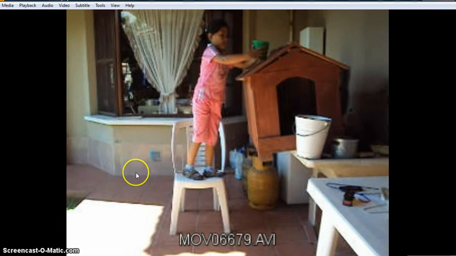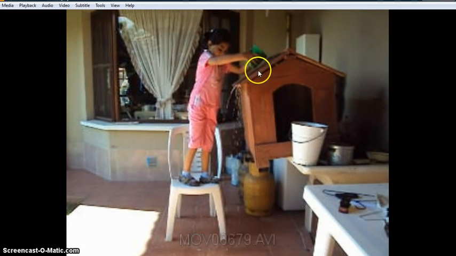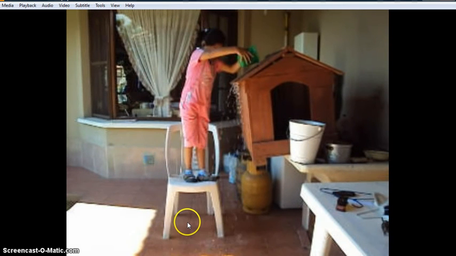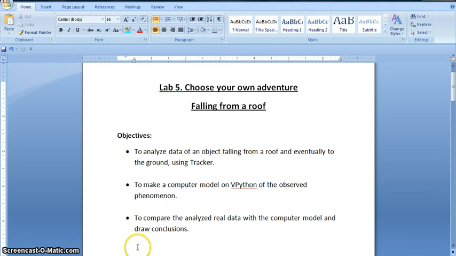Something like this. As we can see here, water is falling over an inclined surface, then is following a parabolic motion down to the ground. So in this project, instead of using water, I decided to use an object which is going to slide over an inclined surface and eventually fall to the ground.